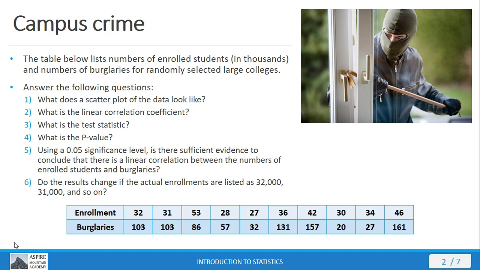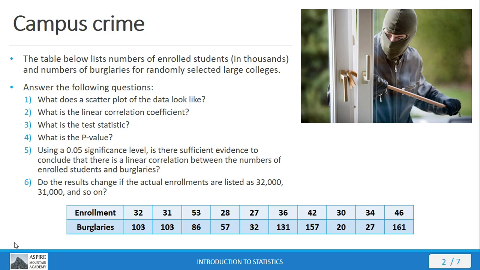Anywho, here we got data down here at the bottom. In our data table, we have enrollment in thousands of students. So 32 is not 32, 32 is 32,000. 31 is really 31,000. 53 is really 53,000. But we just shorten it up so that we can get everything in the table. And then the number of burglaries for the enrollment. We've got a number of randomly selected colleges here, and we're trying to find a relationship between the two.